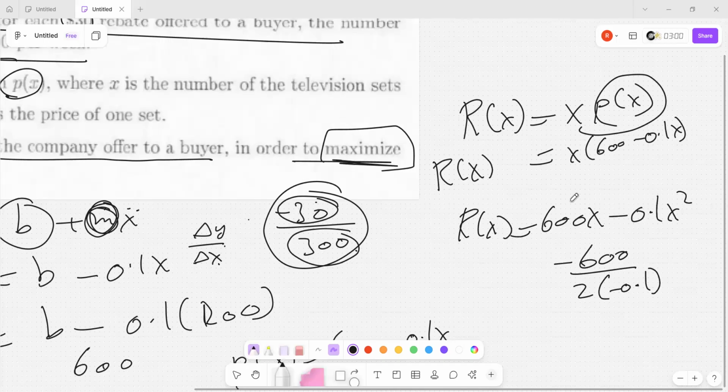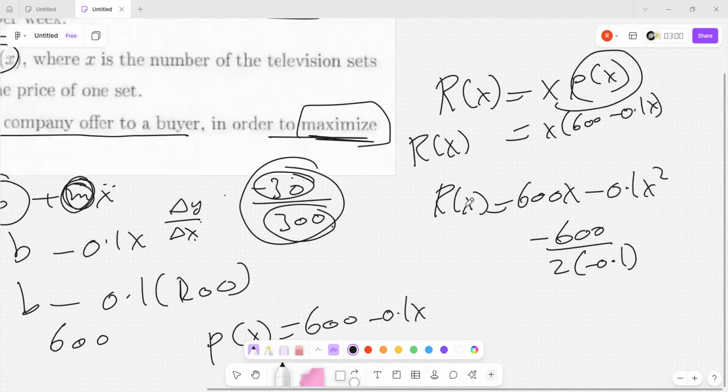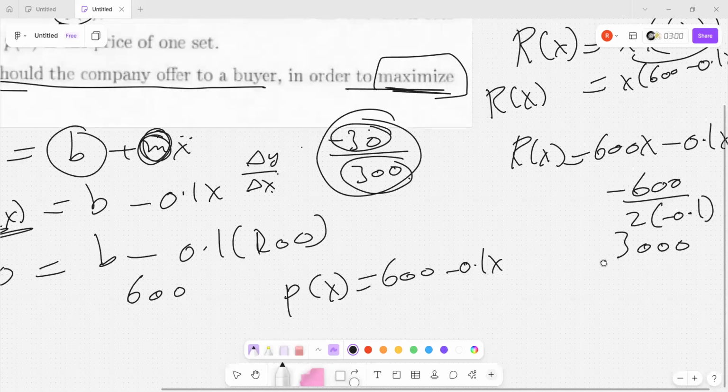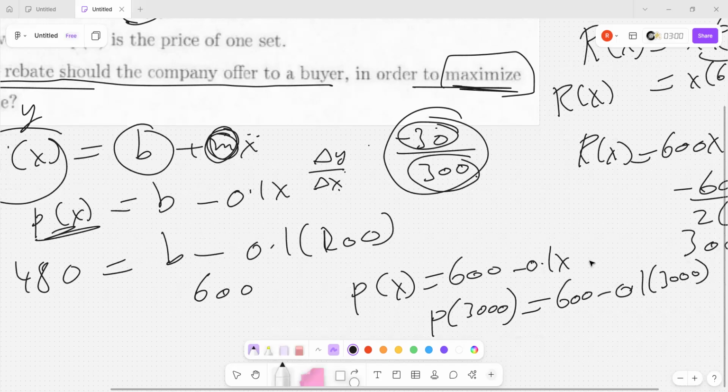Go ahead, do it. 3,000. So the maximum revenue is for 3,000 computer sets. Great. So now I will do P of 3,000 equals 600 minus 0.1 times 3,000. Do it.